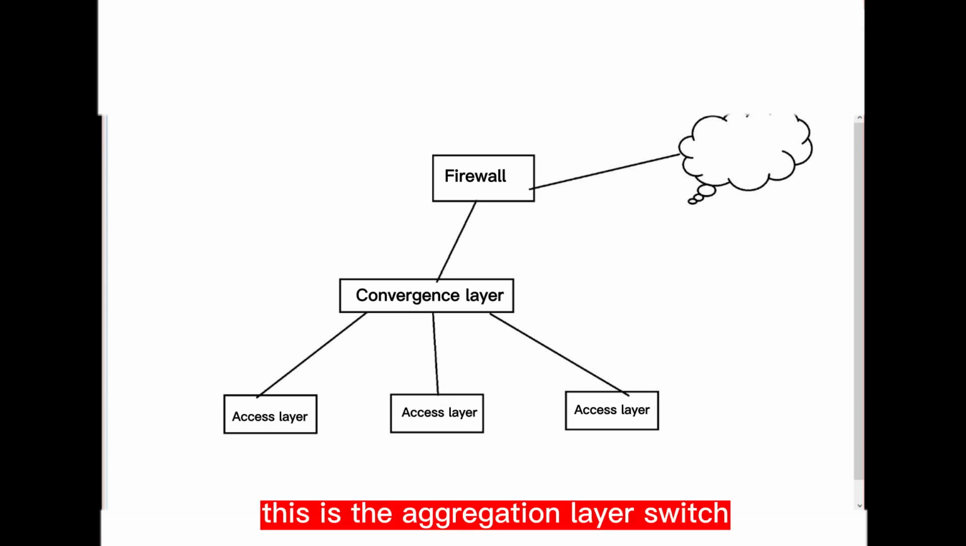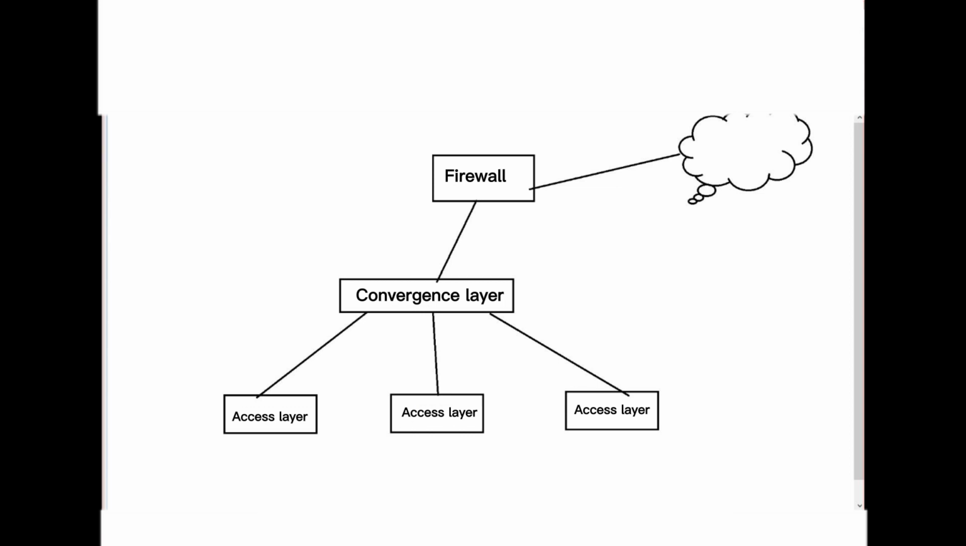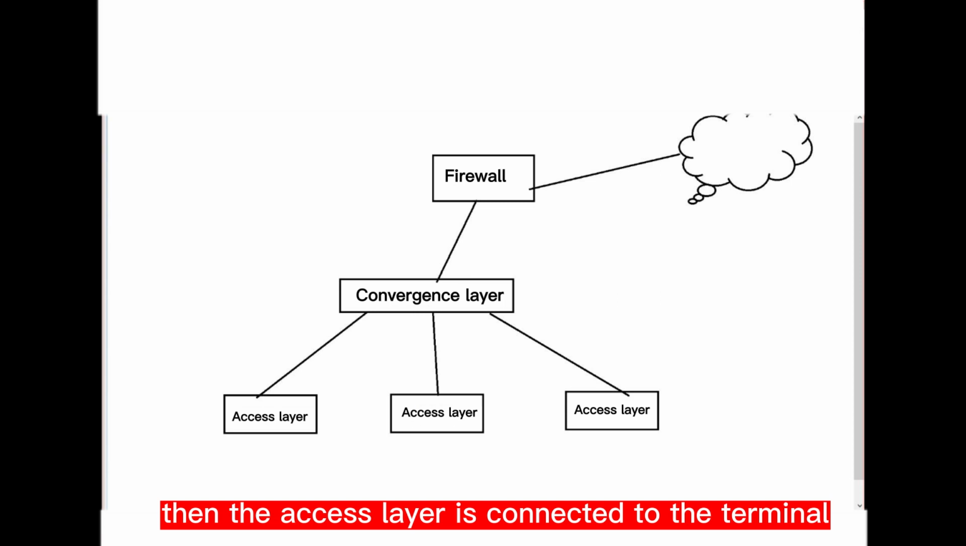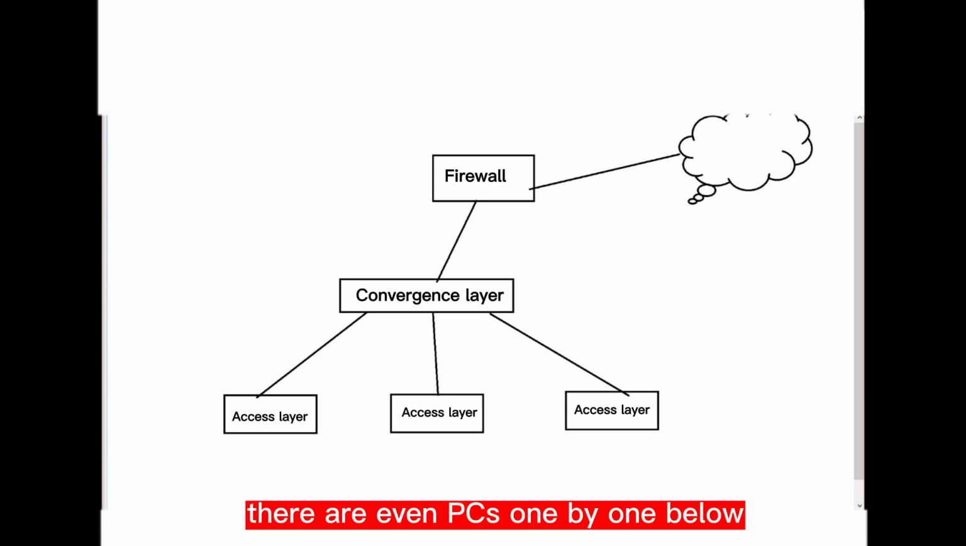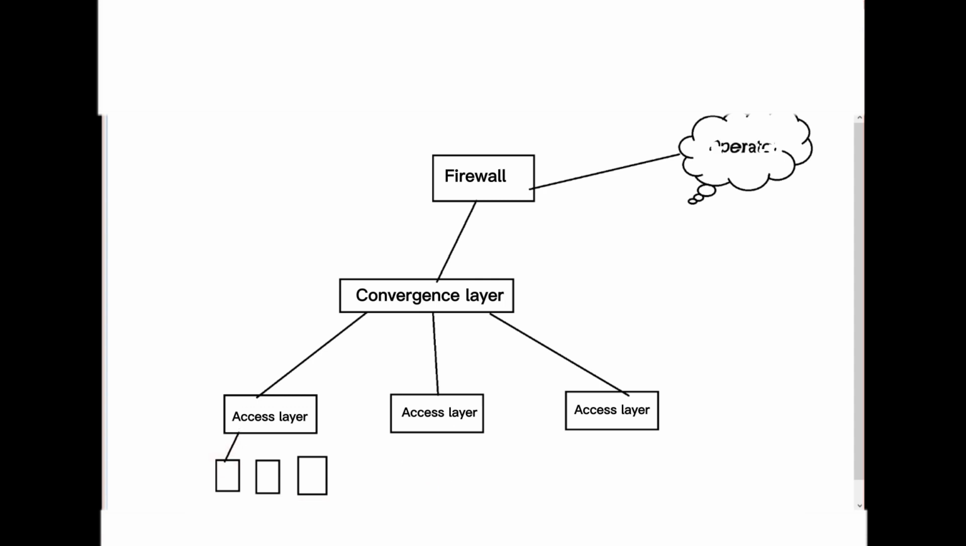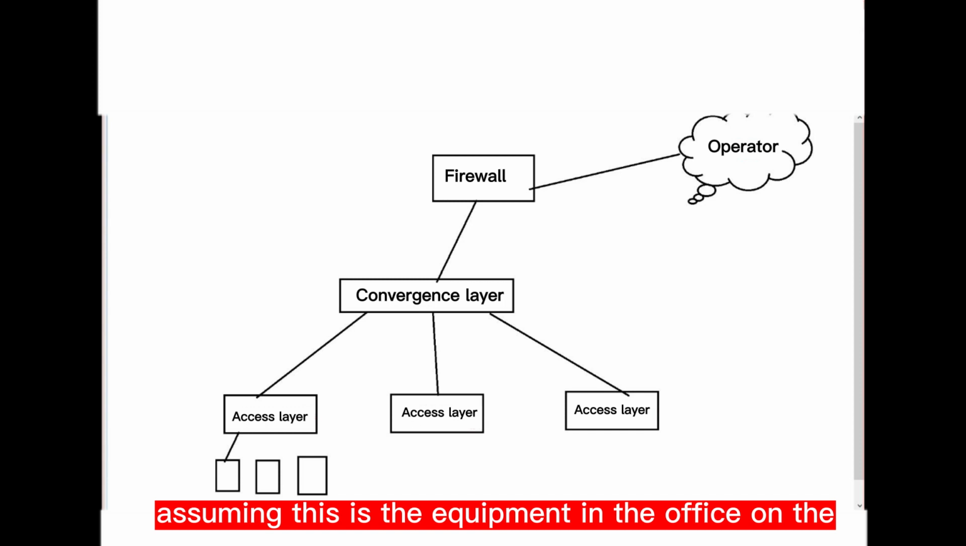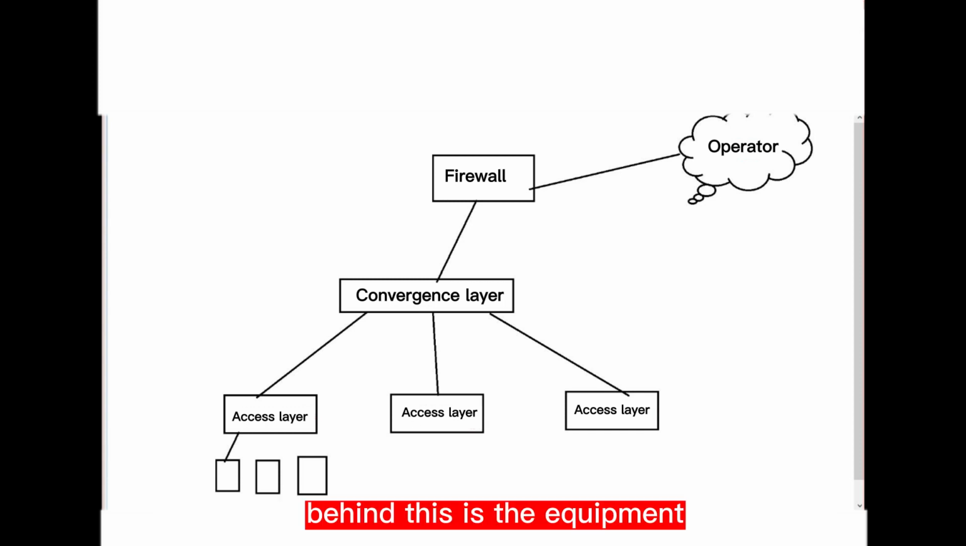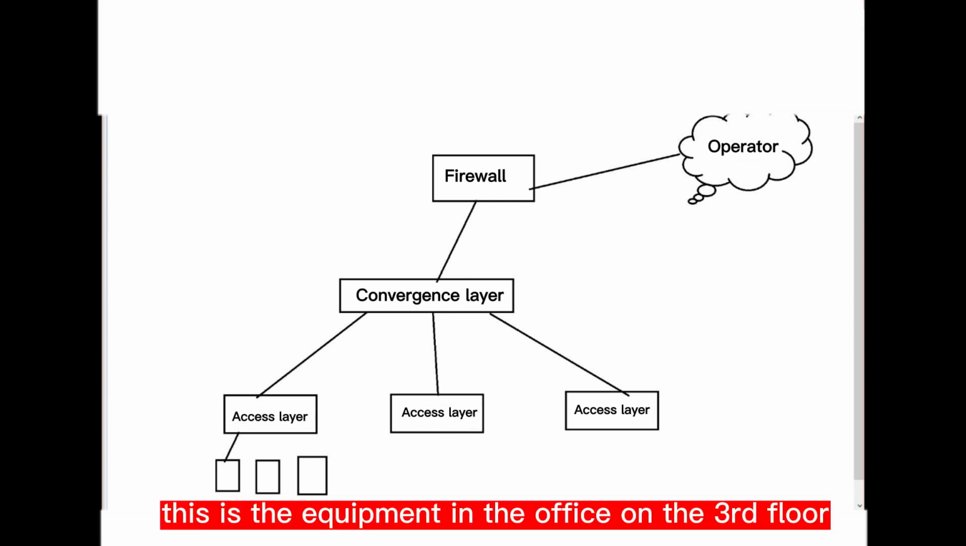This is the aggregation layer switch. Below is the access layer switch. Then the access layer is connected to the terminals, with PCs one by one below. So what are these devices at the access layer? Assuming this is the equipment in the office on the first floor, behind this is the equipment in the office on the second floor, and this is the equipment in the office on the third floor.